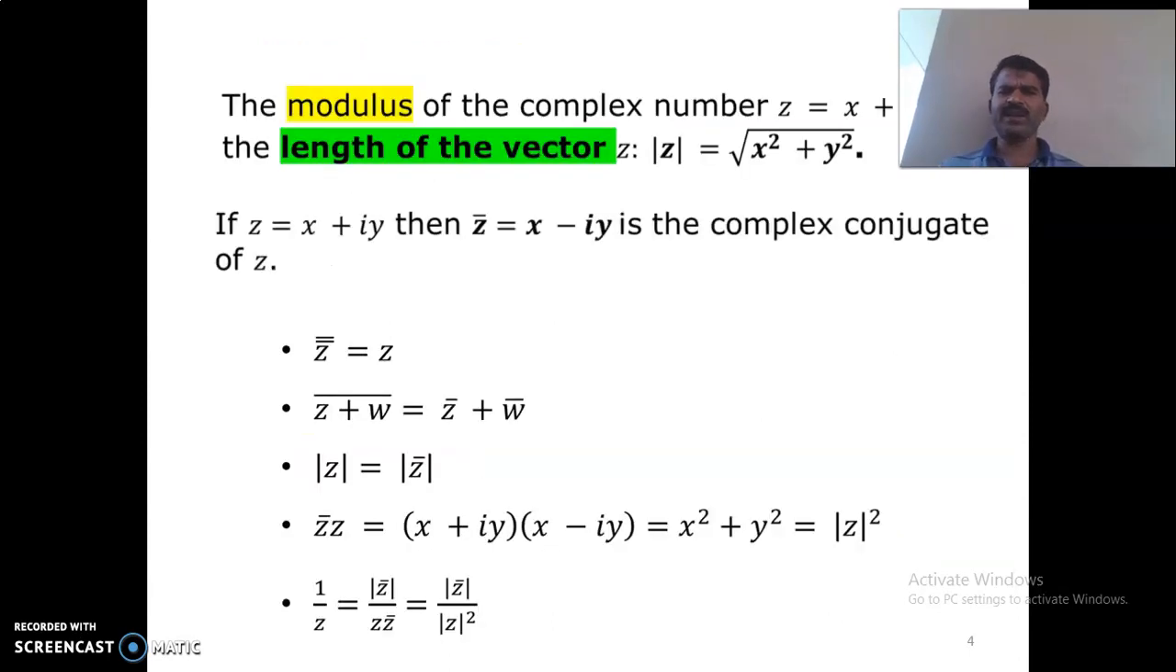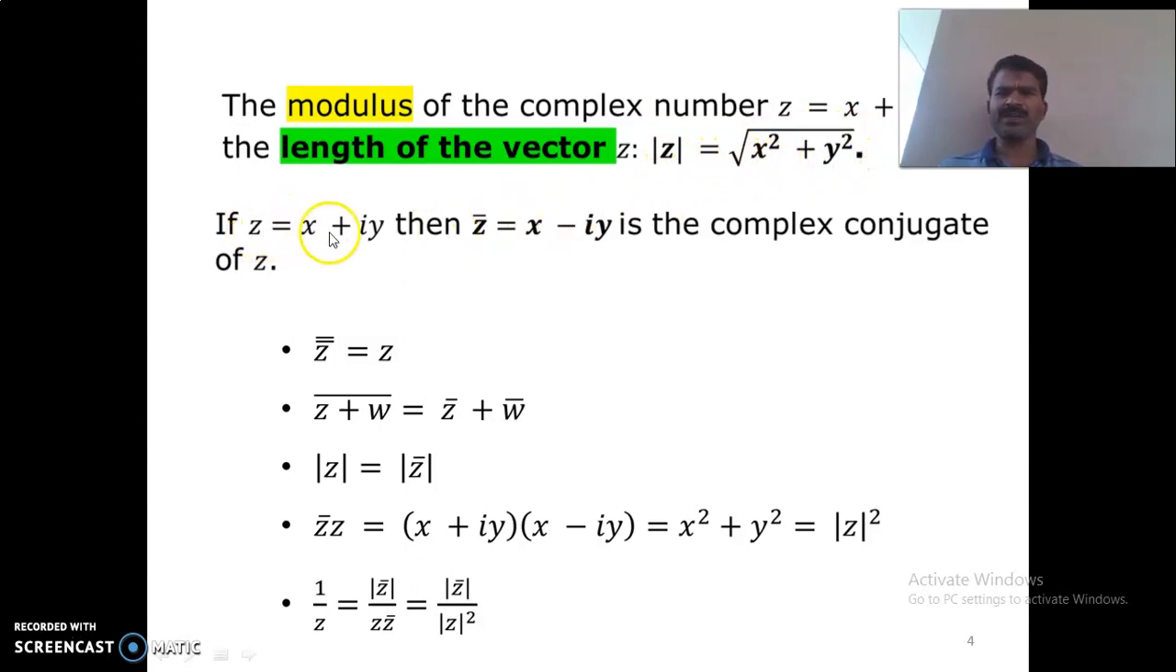Then we have the magnitude or modulus of the complex number z equals x plus iy, which is the length of the vector. Since this complex number has magnitude as well as direction, it is called a vector. So the magnitude of this variable z, that is |z|, is represented as the root of x square plus y square.